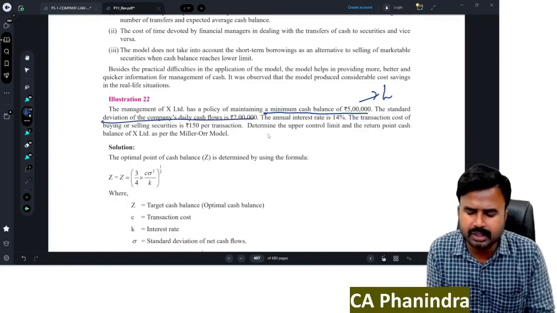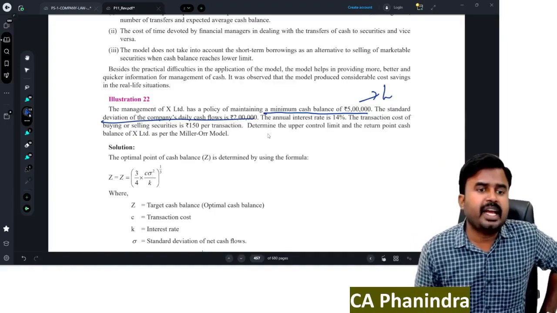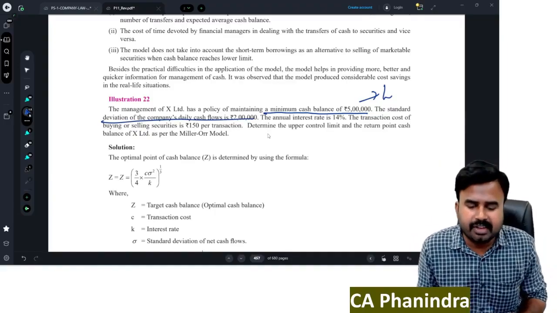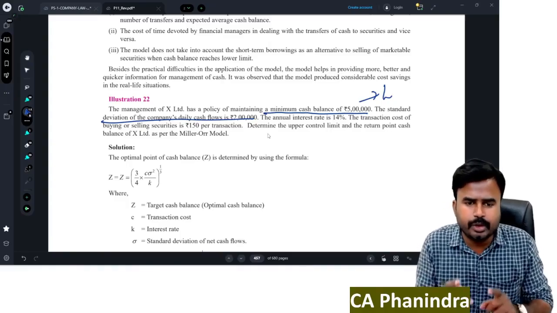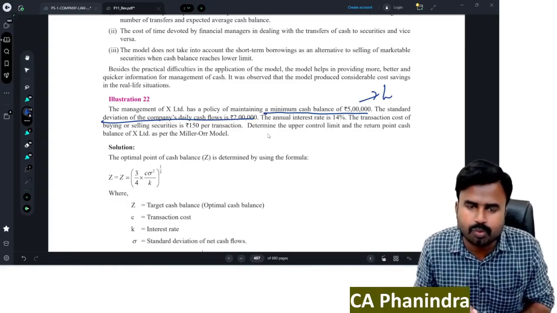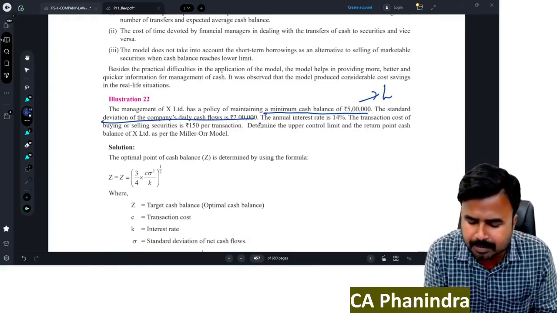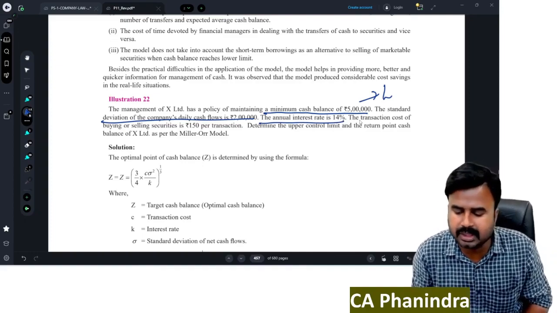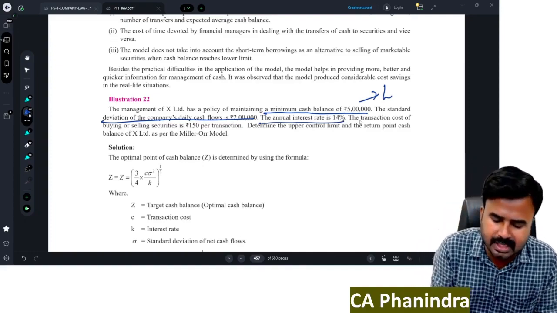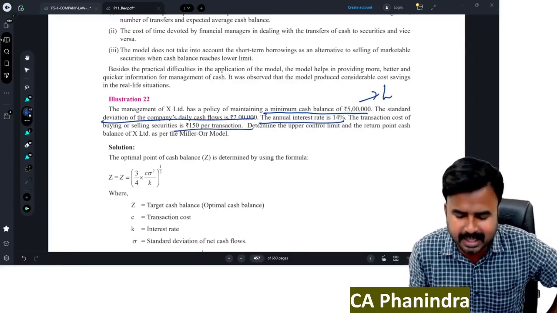Observe one thing here, dear students. They have not given the variance of daily cash flows; they have given the standard deviation of daily cash flows. You need to square this term to get the variance of daily cash flows. The annual interest rate is 14%. This is the interest rate per annum, but I need the interest rate per day. Remember that. The transaction cost of buying or selling securities is 150 rupees per transaction. This is the cost per transaction, T.